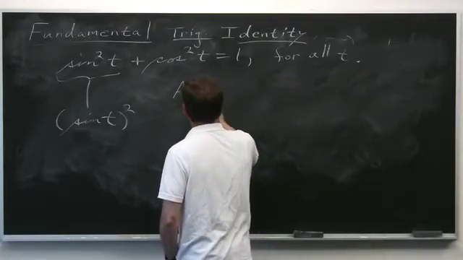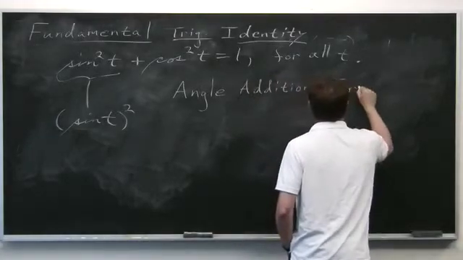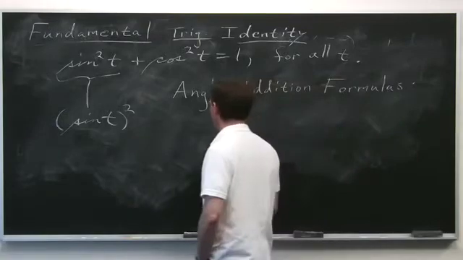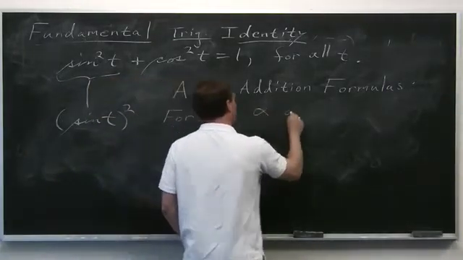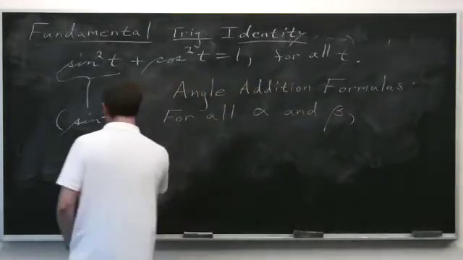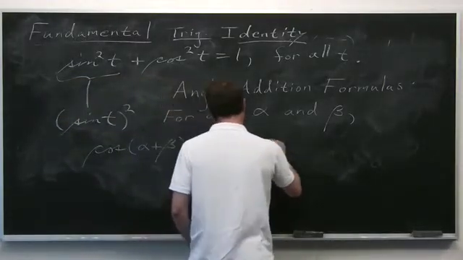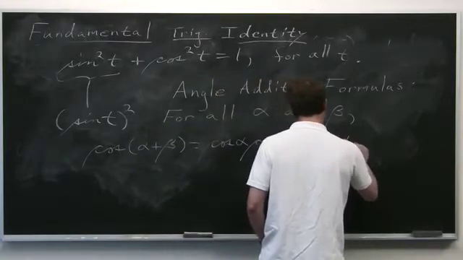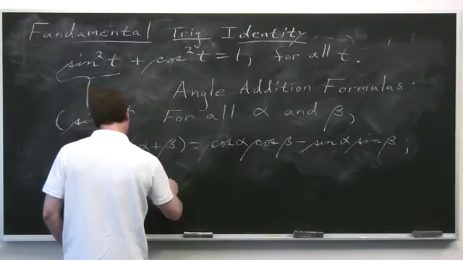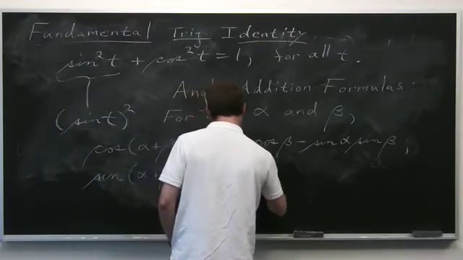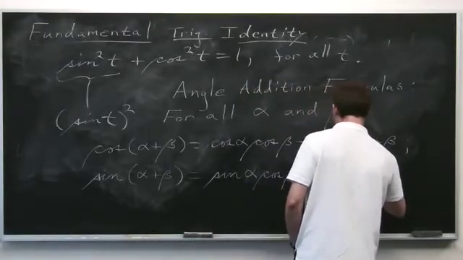Then there are angle addition formulas that are important. I will not derive these. Hopefully you've seen them, and if not, you can just take them as given. Angle addition formulas for all angles alpha and beta. The cosine of alpha plus beta is the cosine of alpha times the cosine of beta minus the sine of alpha times the sine of beta. And the sine addition formula, the sine of alpha plus beta is the sine of alpha times the cosine of beta plus the sine of beta times the cosine of alpha.